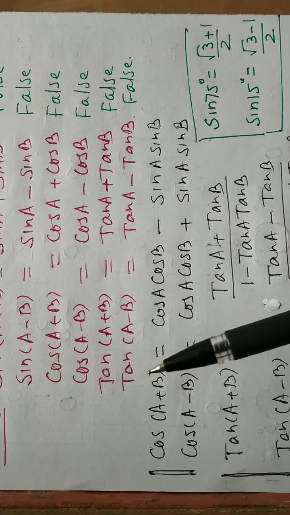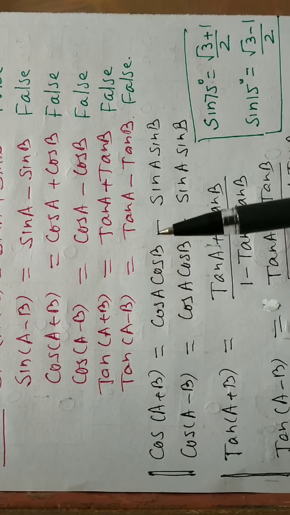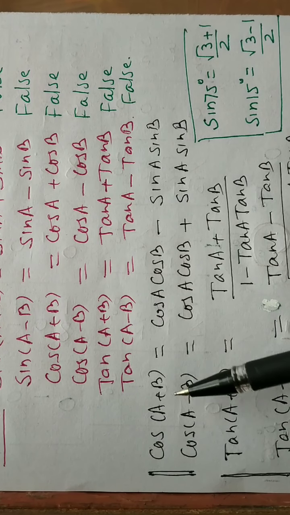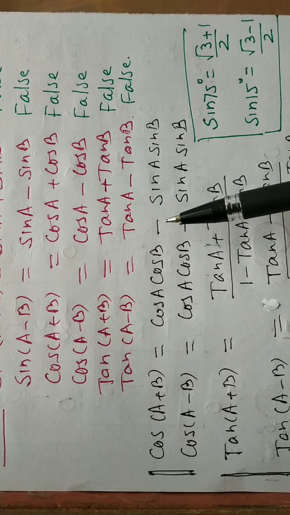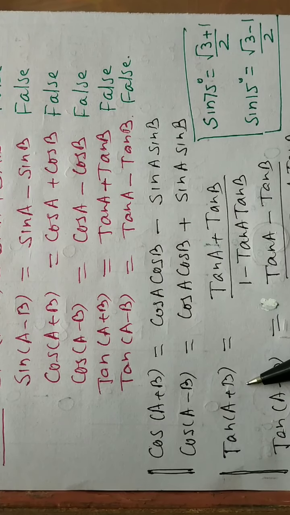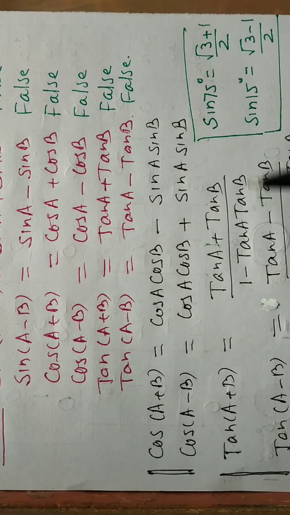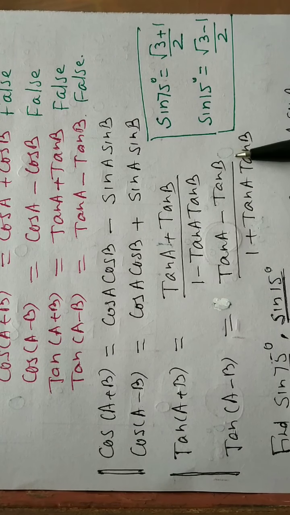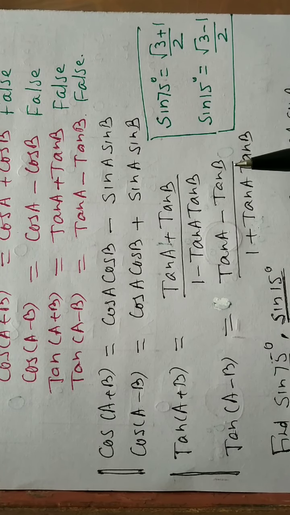Then cos A plus B is cos A into cos B minus sin A into sin B. Cos A minus B is cos A into cos B plus sin A into sin B. For positive, negative should be used. For negative, positive should be used. Likewise there is a formula of tan A plus B: tan A plus tan B over 1 minus tan A tan B. Likewise tan A minus B. All these formulas are known to you from class 10. You must have verified this for different angles.